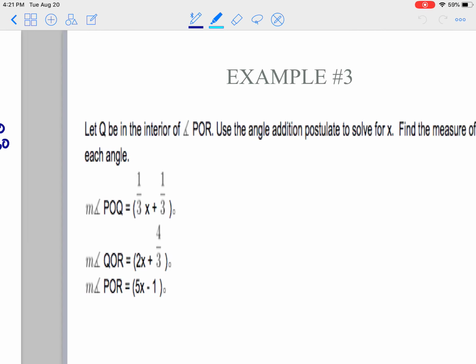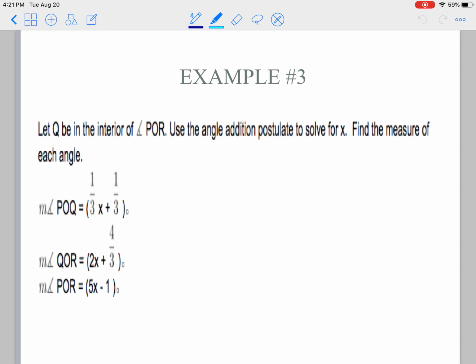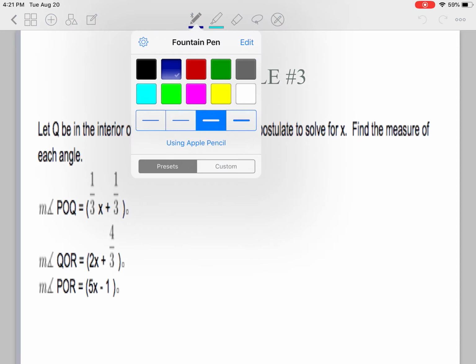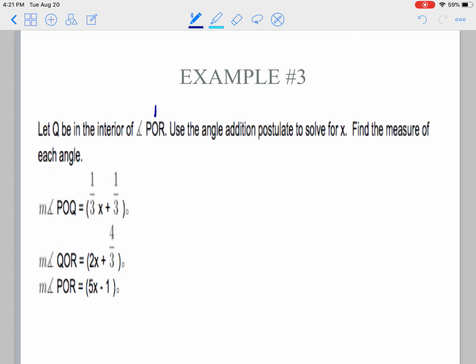So now example number 3. Let Q be on the interior of angle POR. So once again, we have POR, we have to draw an angle. The interior of the angle is going to be Q. And because of naming conventions, we know that O has to be the vertex, and then we have POR. If I connect my ray, I now have 2 adjacent angles.